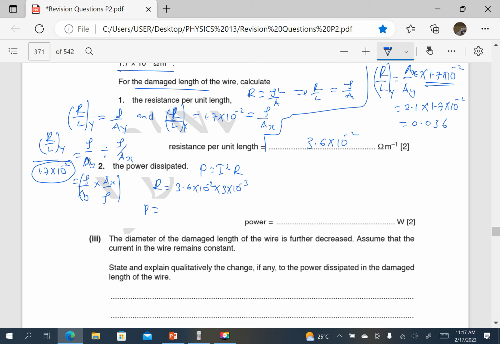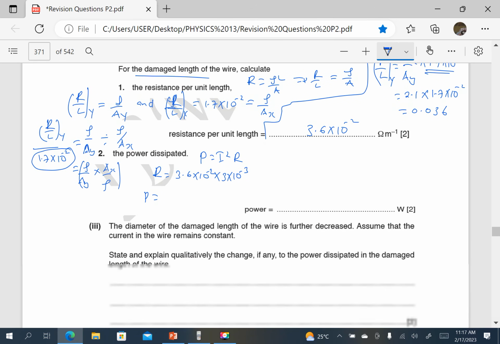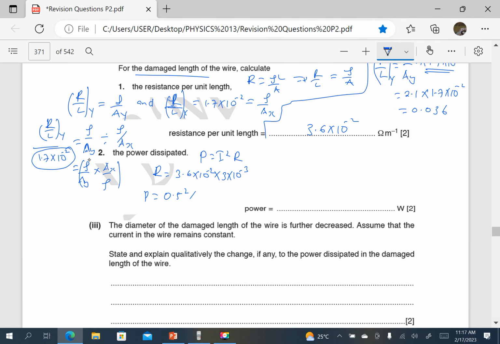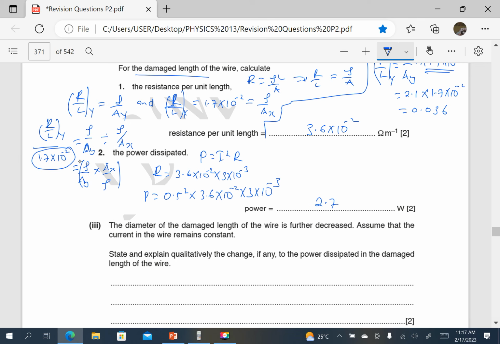So the power is going to be the current. They gave us the current as 0.5, so the current is 0.5 squared times 3.6 times 10 to the power negative 2 times 3 times 10 to the power negative 3. 0.5 squared times 3.6 times 10 to the power negative 2 times 3 times 10 to the power negative 3 gives us 2.7 times 10 to the power negative 5.